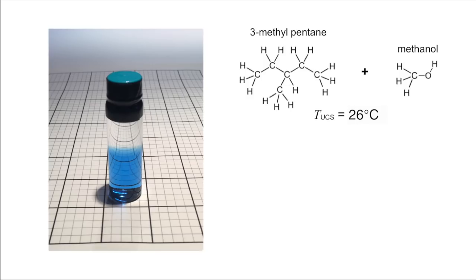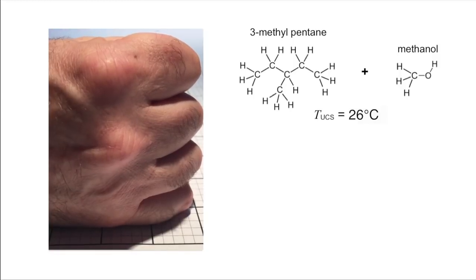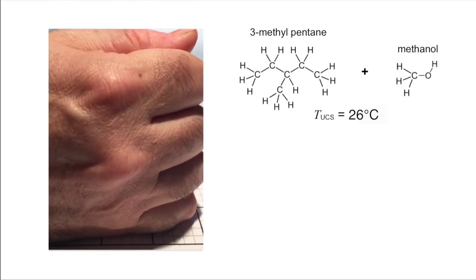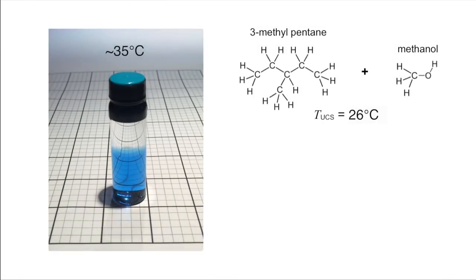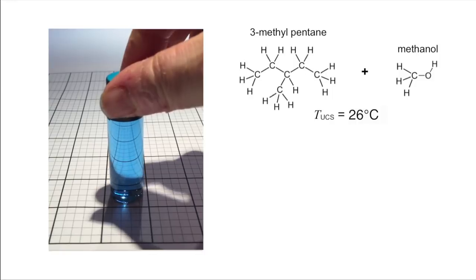Recall the example from episode A7 of a mixture of methanol and methylpentane, a 6-carbon alkane with molecular weight similar to hexane. At 20 degrees C, we observed that this mixture splits into 2 phases, a methanol-rich liquid, which segregates to the bottom of the container due to gravity, and an alkane-rich liquid. This mixture exhibits an upper critical solution temperature of 26 degrees C. Thus, when the mixture is heated to about 35 degrees C, which is above the critical solution temperature, the methanol and alkane become entirely miscible.